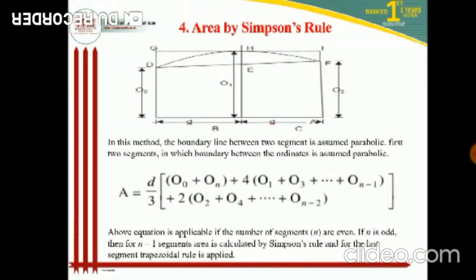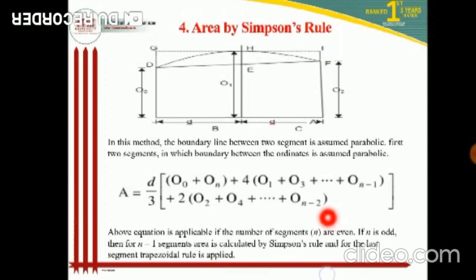Some assumptions that this method makes: the formula given in this question is applicable only if the number of segments is even. So the number of segments is even when the given number of ordinates is odd.